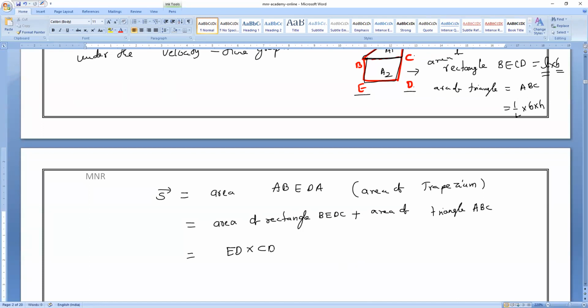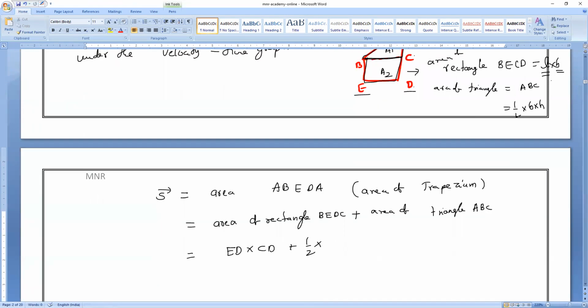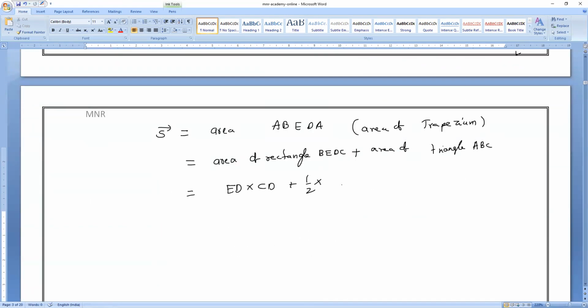Length into breadth, ED into CD. Yes, that is ED into CD plus half into base. Base of a triangle, what? Base of a triangle, BC. And height of a triangle, AC. So it is half into base into height. Can I write it as half BC into AC? Is it right or wrong?